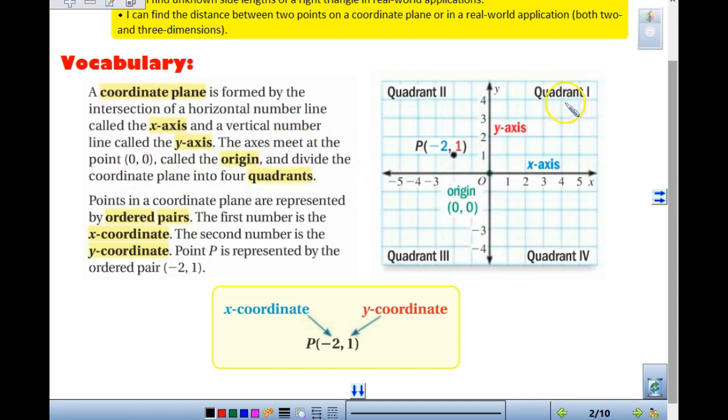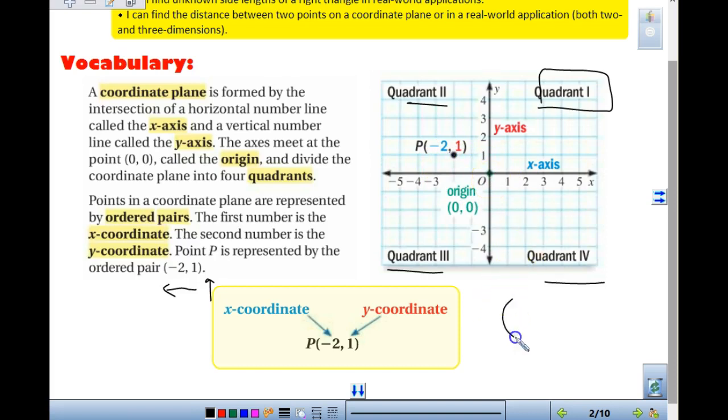And we divide them into quadrants. So this is quadrant 1, quadrant 2, quadrant 3, and quadrant 4. And they go kind of counterclockwise if you're looking at those. It says points in a coordinate plane are represented by an ordered pair. The first number is always the x, kind of alphabetical. The second number is the y coordinate. So if I was asking you to plot -2, 1, you would move 2 to the left and then up 1 to -2, 1. You are always starting at the origin.